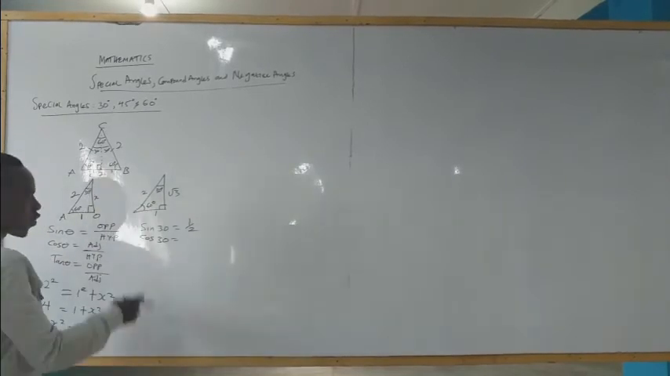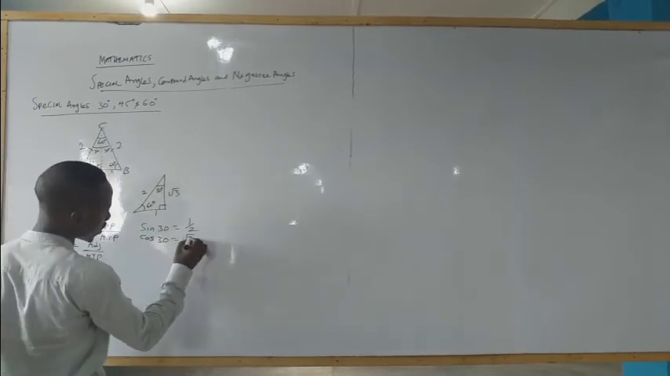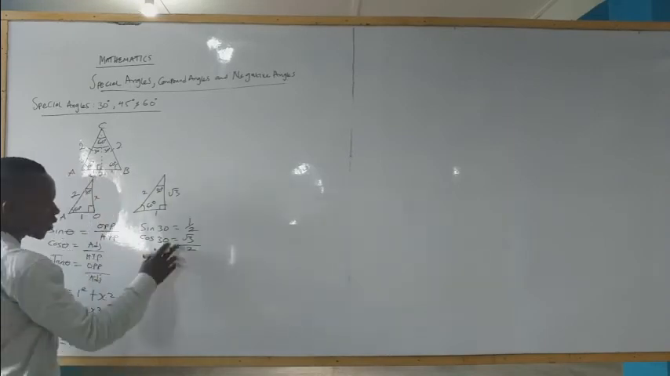Root 3. So from here, cos 30 is what? Adjacent over hypotenuse. Adjacent is what? Root 3. Hypotenuse is what? 2. So cos 30 is root 3 over 2.